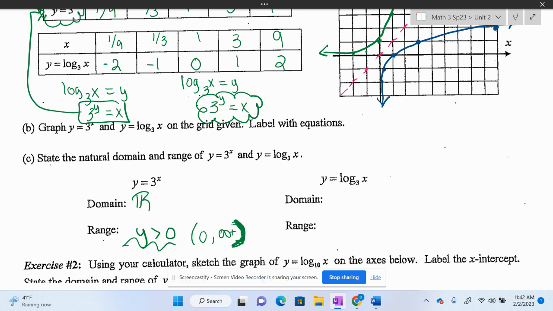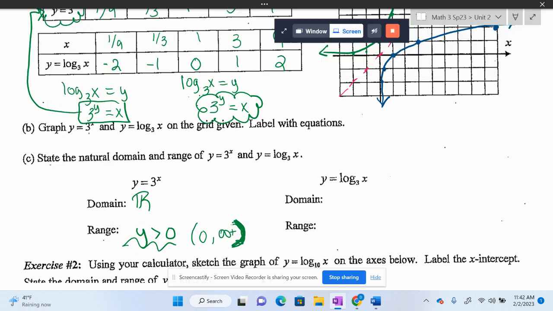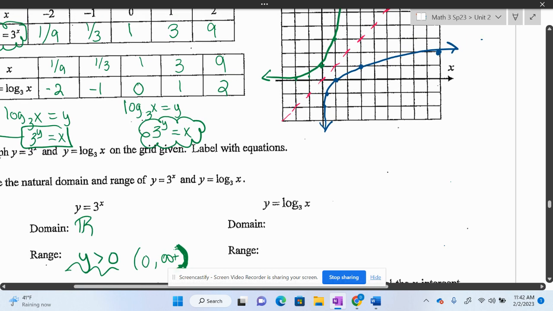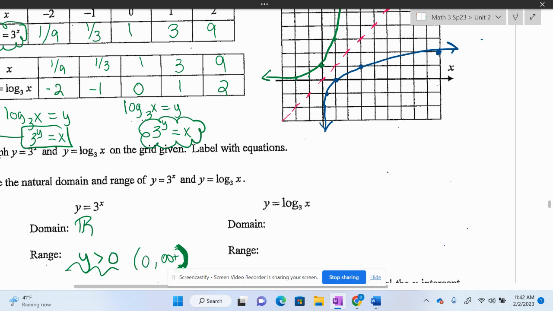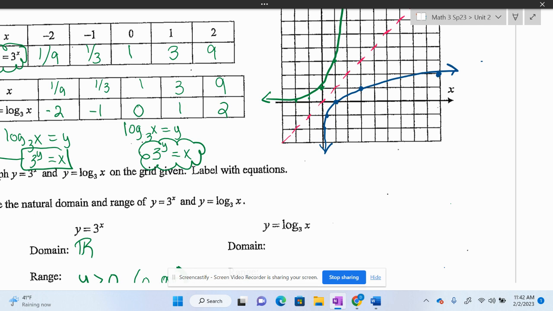Okay. Now I'm going to go to my blue function, the log or the inverse of y equals 3 to the power of x. And let's talk about the domain. What are all my input values? What are all my x values? They're all greater than 0. Good job. X is greater than 0. Absolutely. Okay. There are no negative x values being used at all for that blue line, for that inverse.